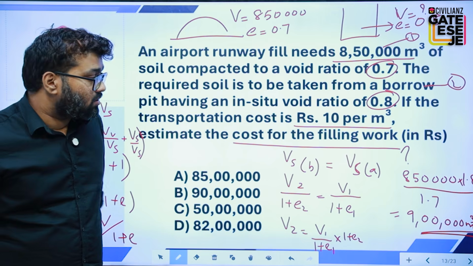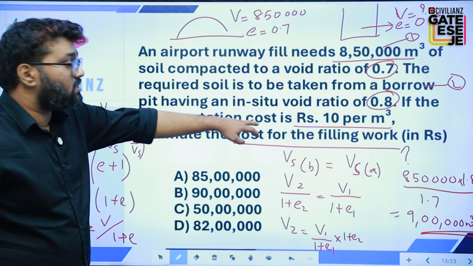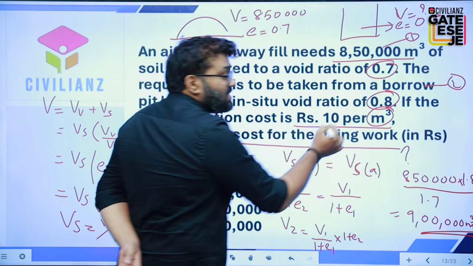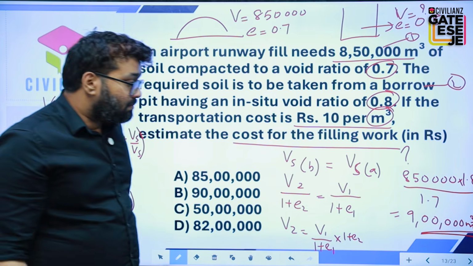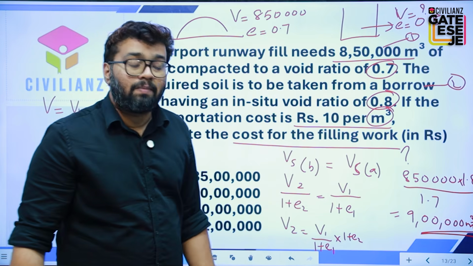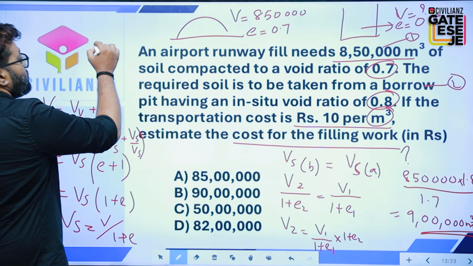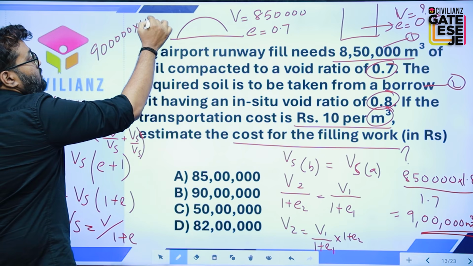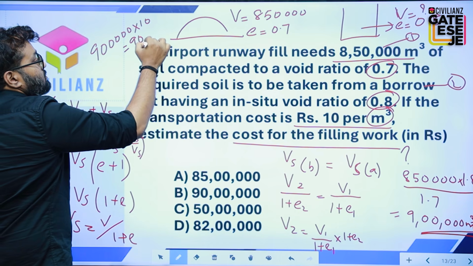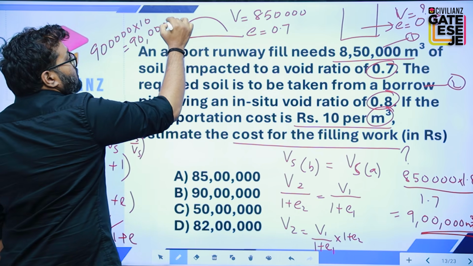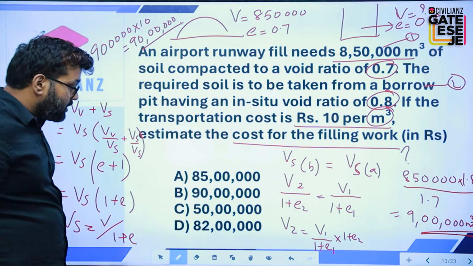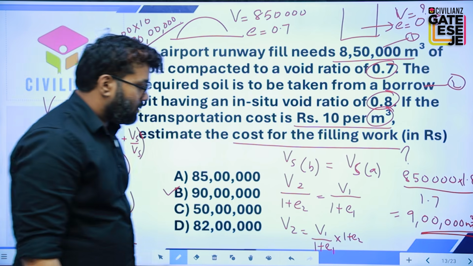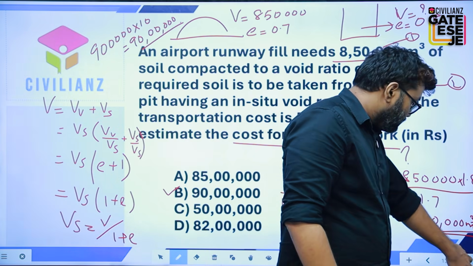But the question is not what is the volume. The question is what is the rate. So for 1 meter cube, the rate is 10. So for 9 lakh, the cost will be 9 lakh into 10 is equal to 90 lakhs. So the option is option B. Okay, so next question.